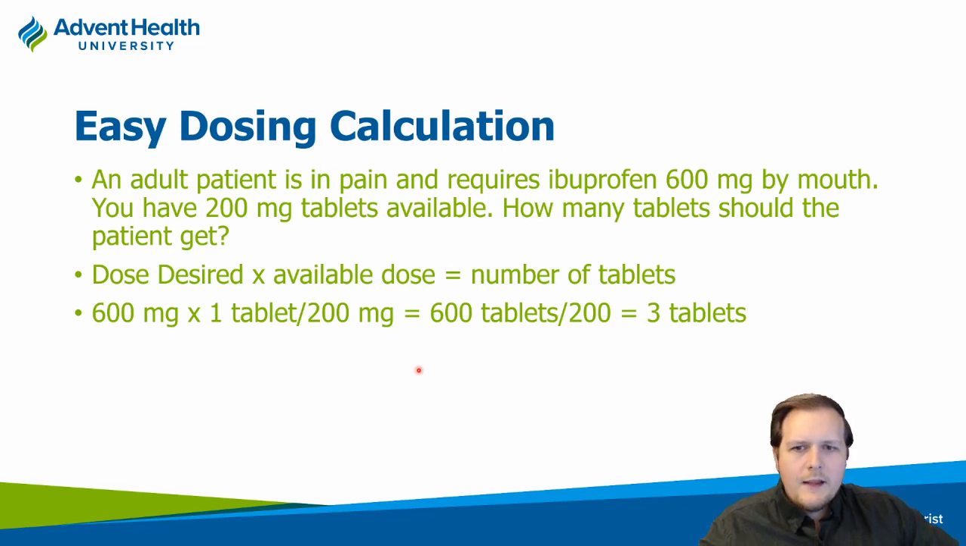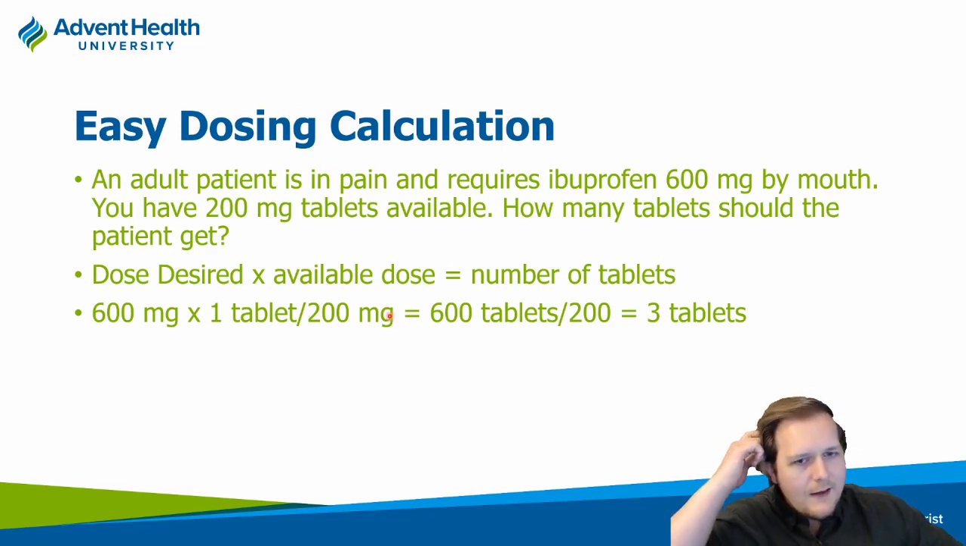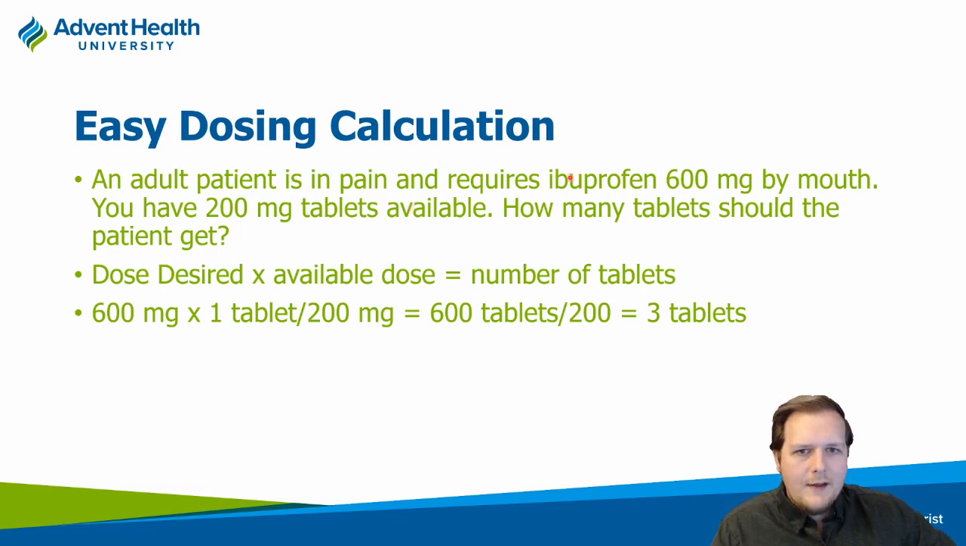So in terms of easy dosing calculations, let's say you have an adult patient who is in pain and requires ibuprofen 600 milligrams. If you have 200 milligram tablets, how many tablets should that patient get? Again, this is kind of the simple stuff. We start at the simplest, and then I want to make it more complicated as we go forward. So basically what we're going to do is take our desired dose and then multiply that by the available dose, and that way we'll get the number of tablets we have to use.